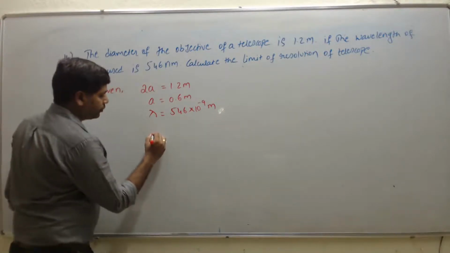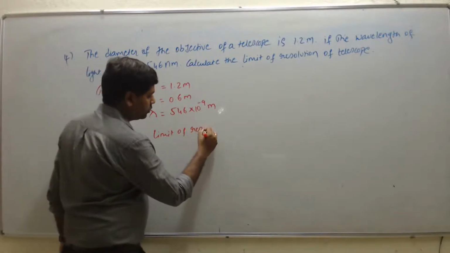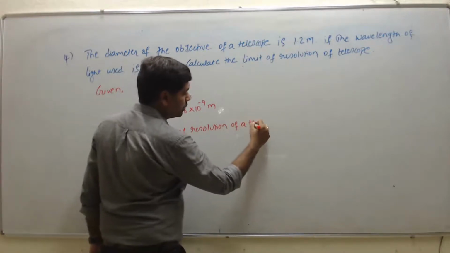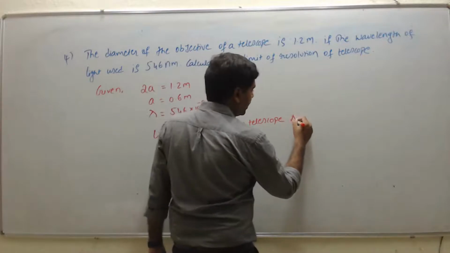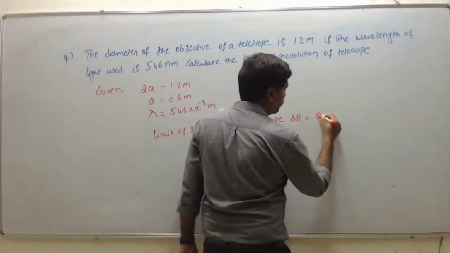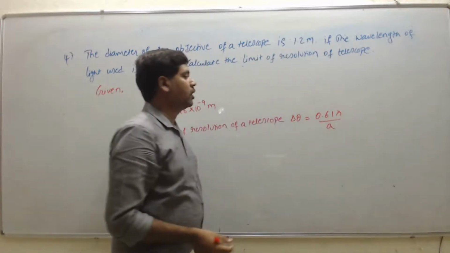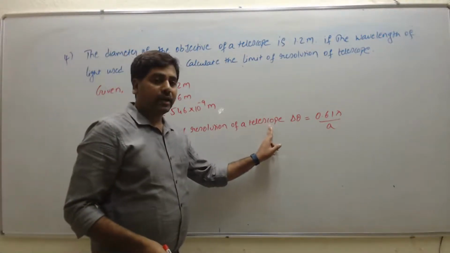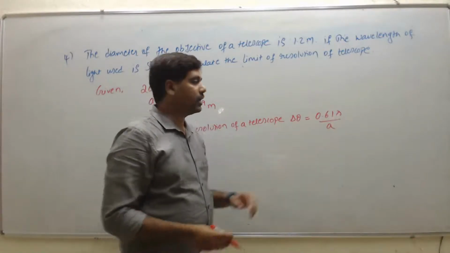For that, the limit of resolution of a telescope, that is delta theta, equals 0.61 lambda divided by A. So this is the formula for the limit of resolution of a telescope, that is delta theta equals 0.61 lambda divided by A.